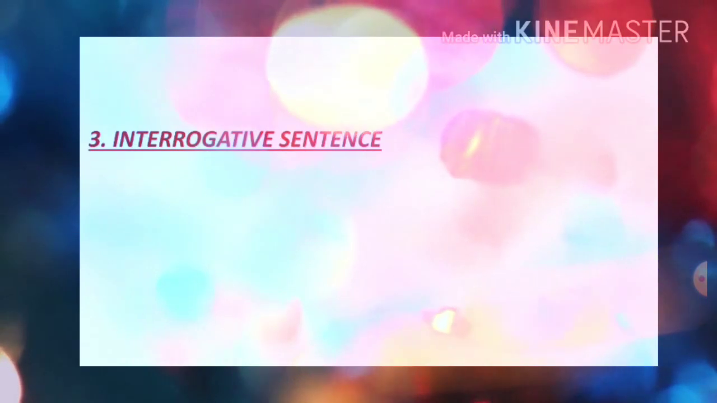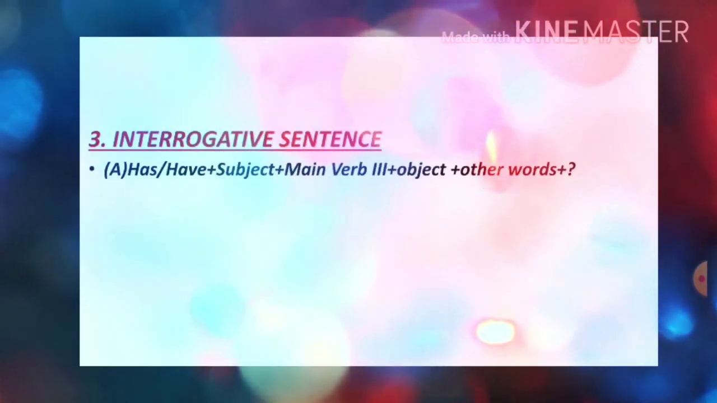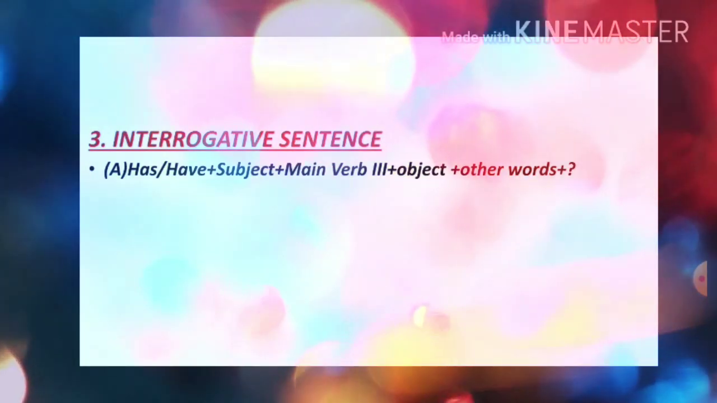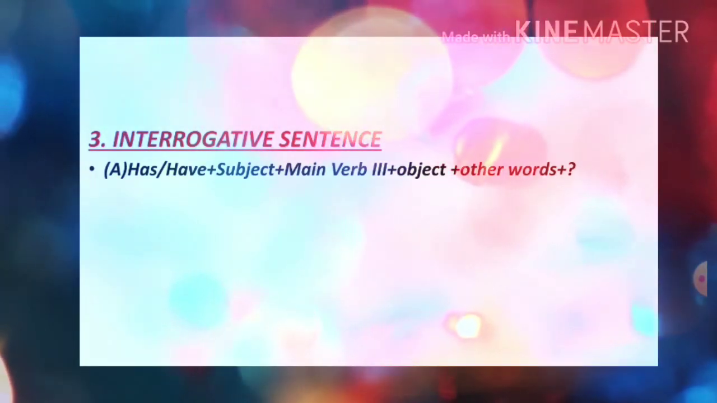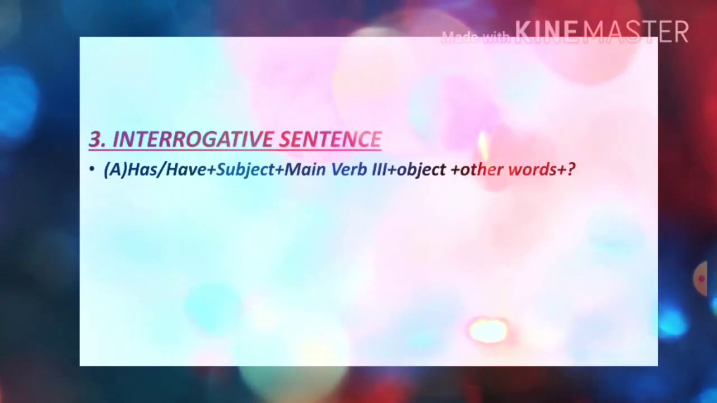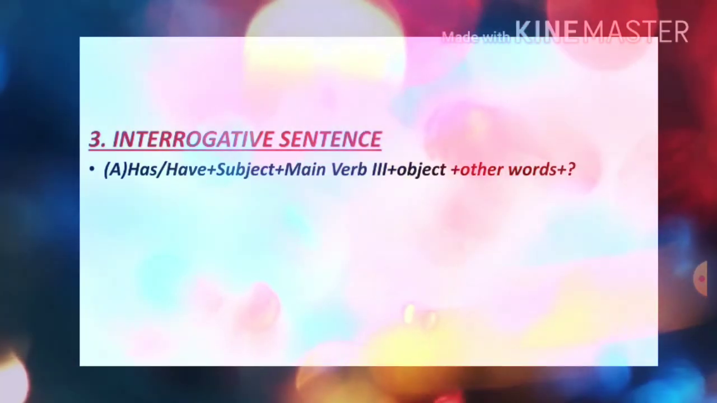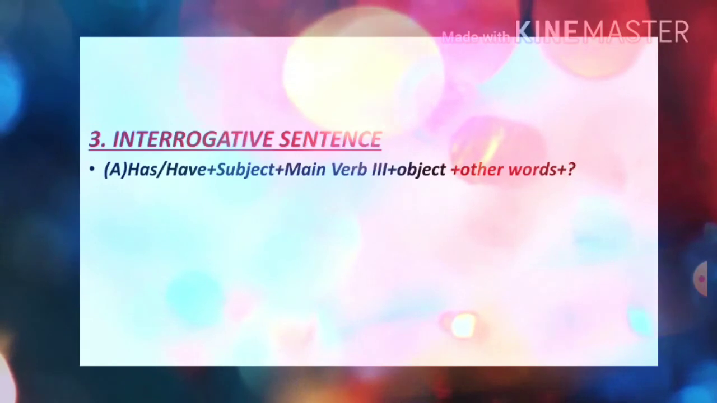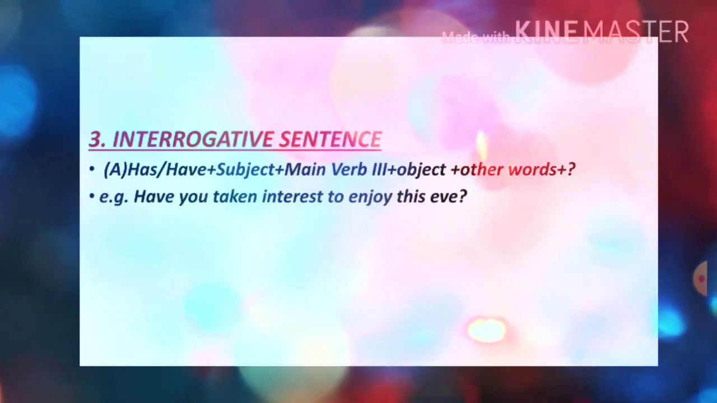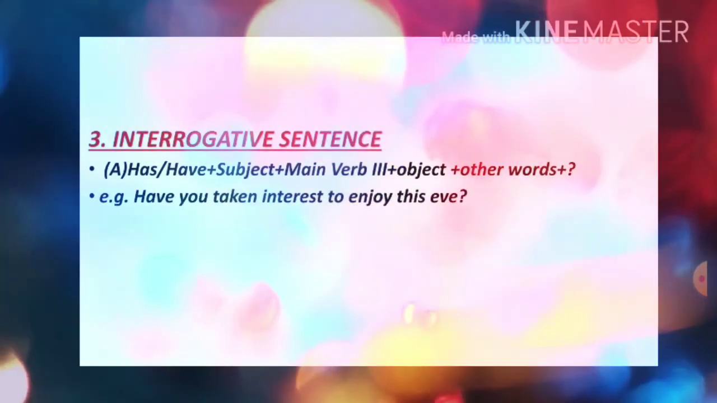Now the next kind is interrogative. Interrogative is a question type. So here there are two types. First one is where the helping verb is the starting word of the sentence. So has or have, then the subject, main verb third form, object, other words, and you have to use the question mark. For example, have you taken interest to enjoy this?